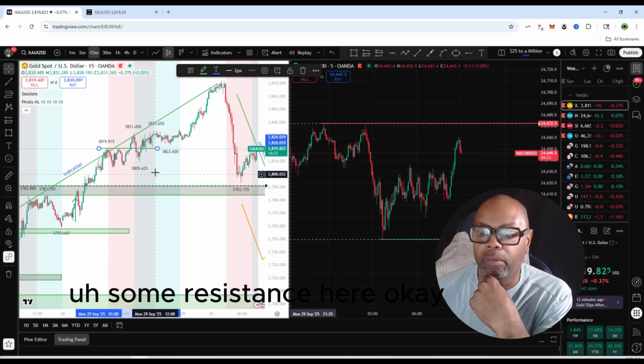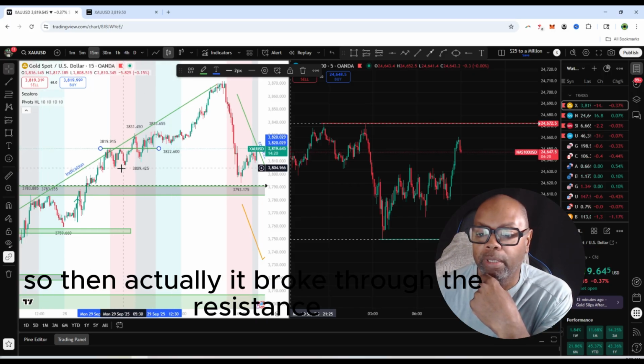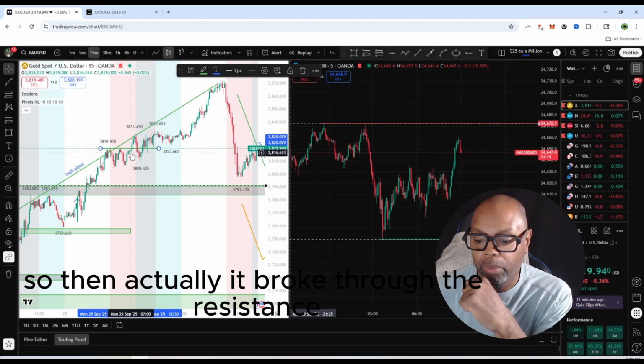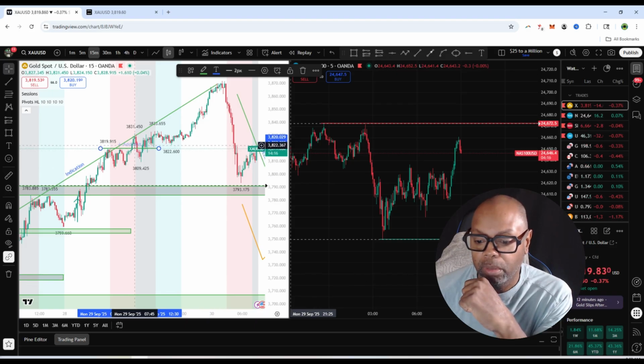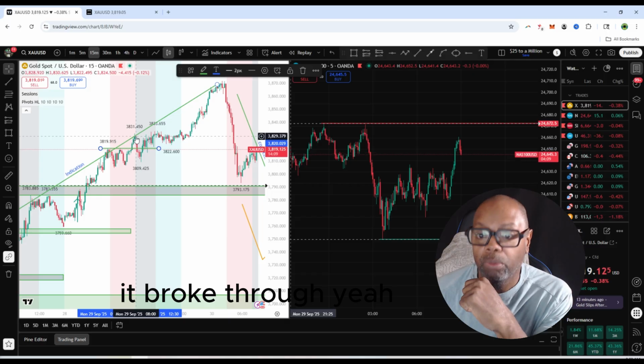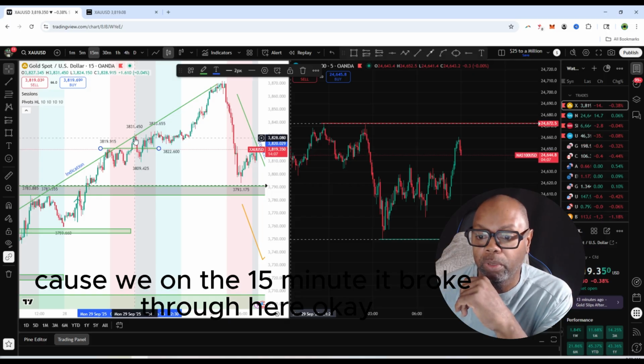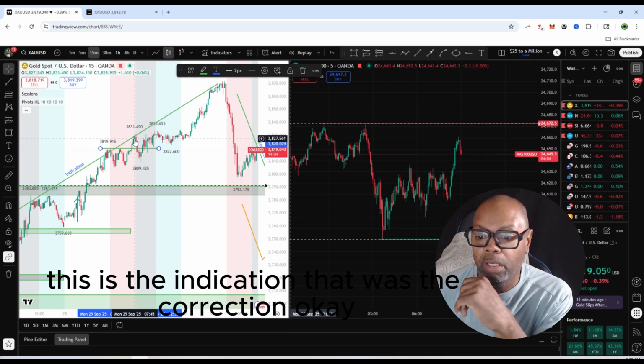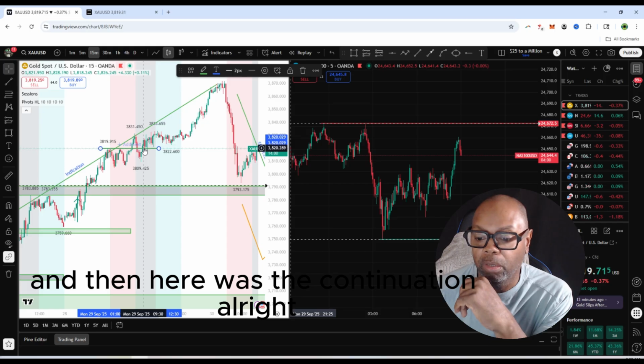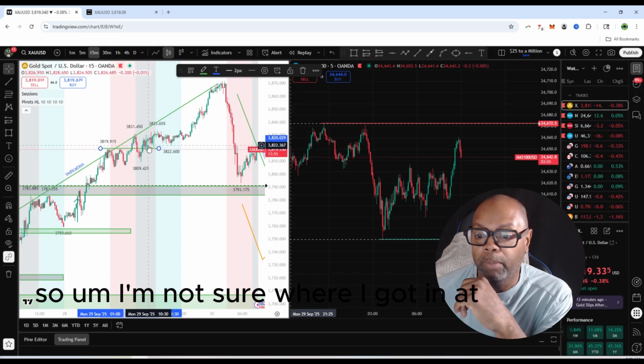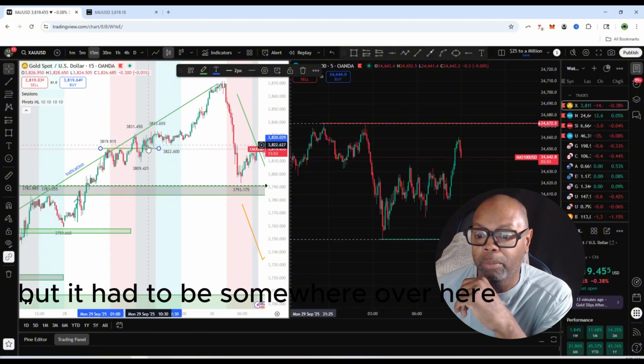some resistance here. Okay, so then actually it broke through the resistance. Let's see what time this is. It broke through, yeah, because we're on the 15. It broke through here. Okay, this is the indication. That was the correction. Okay, and then here was the continuation. All right, so I'm not sure where I got in at, but it had to be somewhere over here.